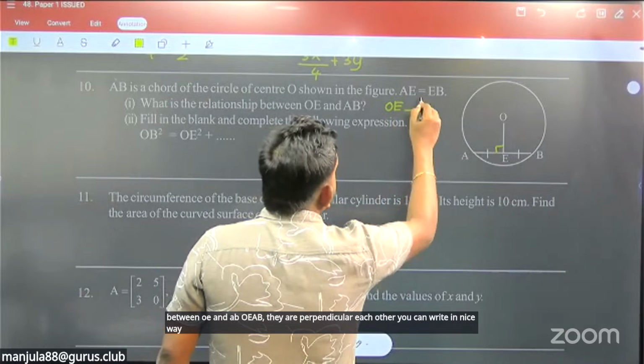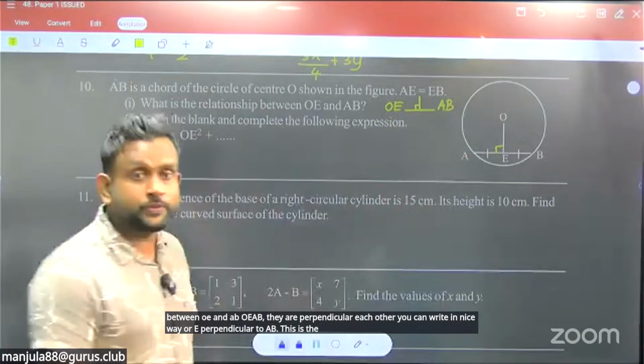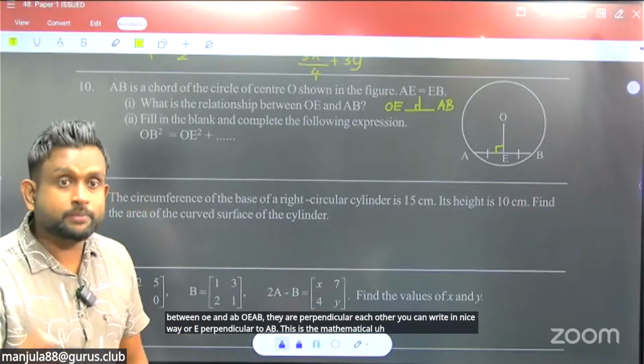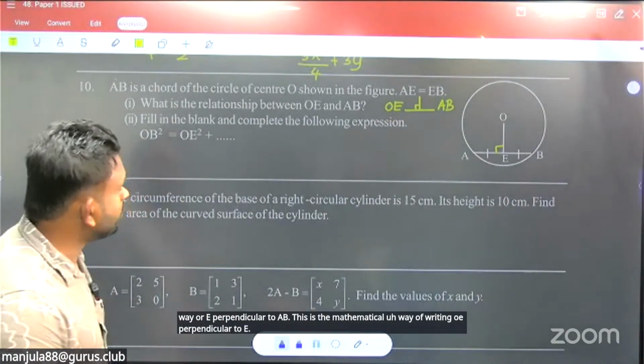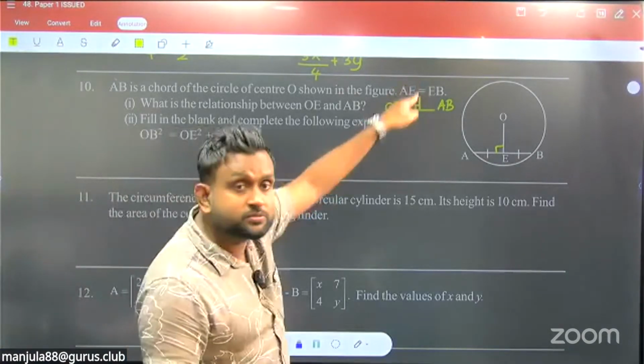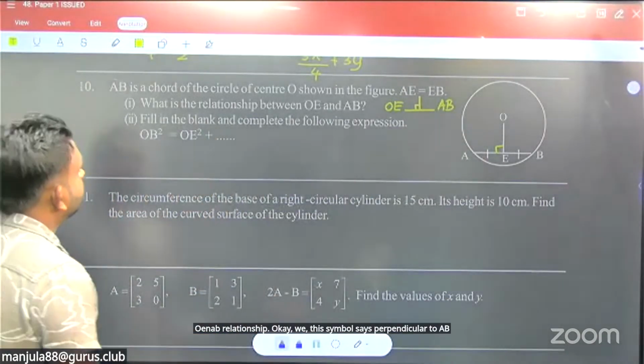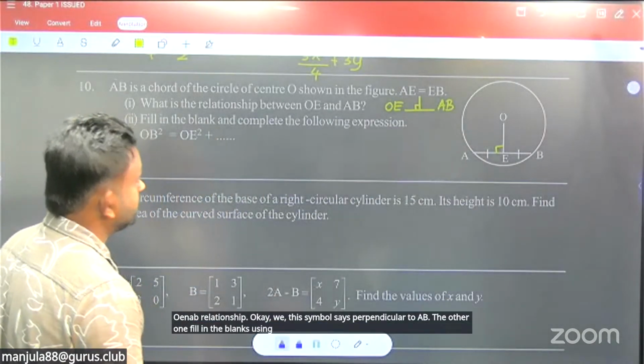OE perpendicular to AB. This is the mathematical way of writing. OE perpendicular to AB, the relationship between OE and AB. Okay, this symbol says perpendicular to AB. The next one: fill in the blanks using the complete expressions.